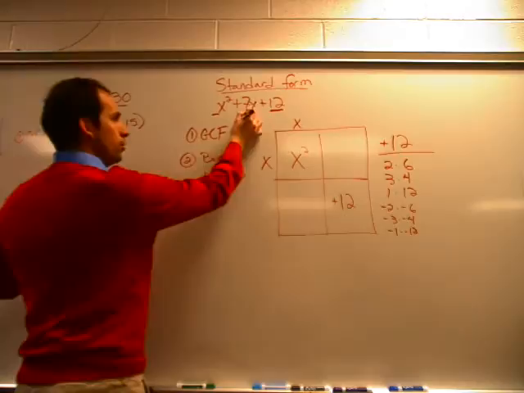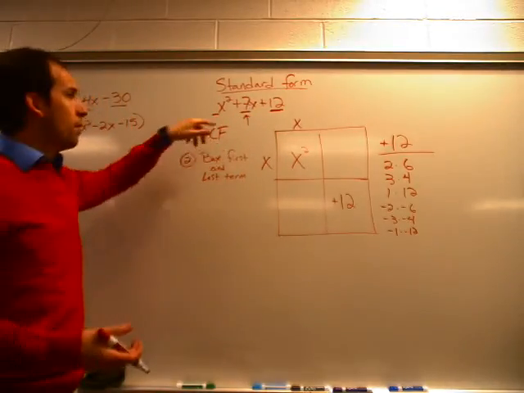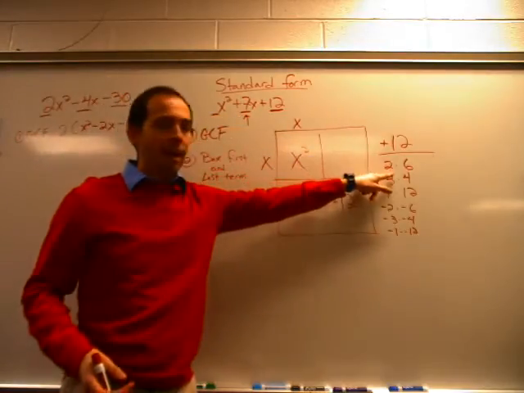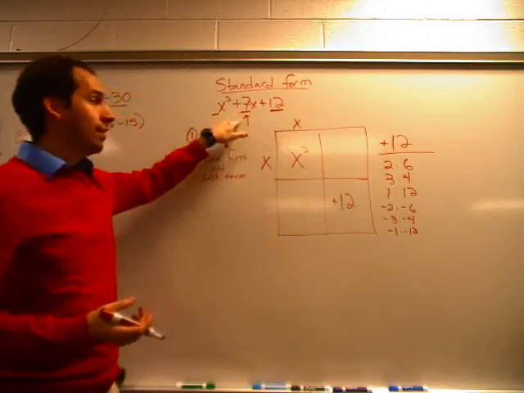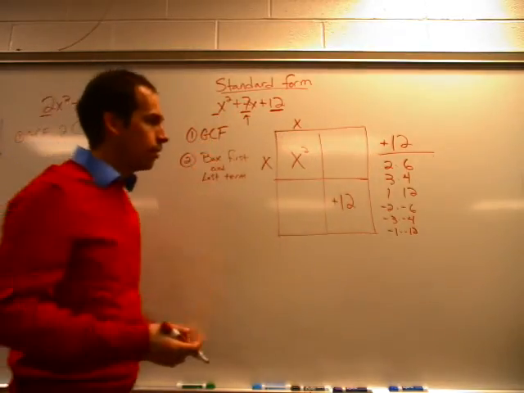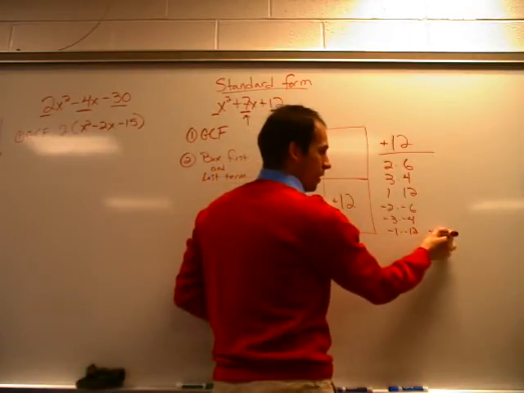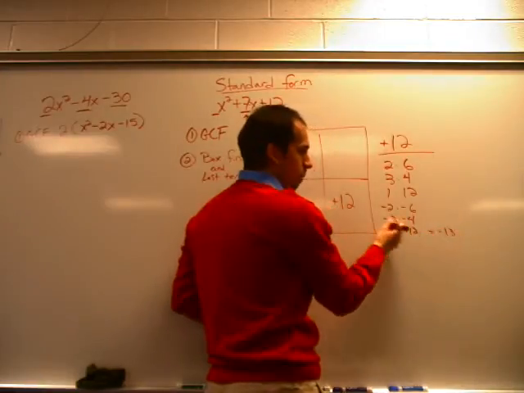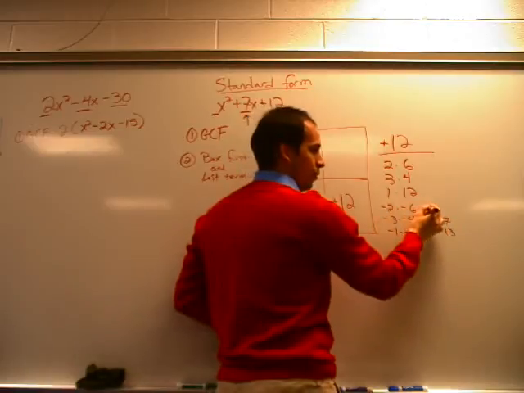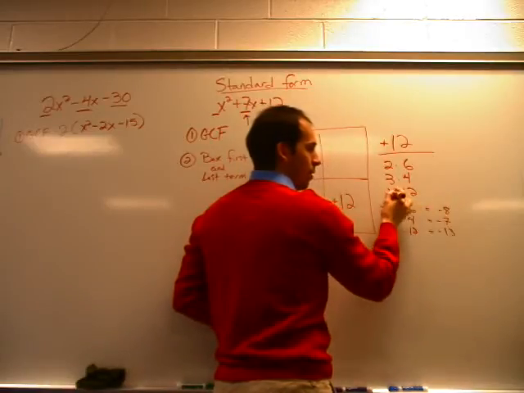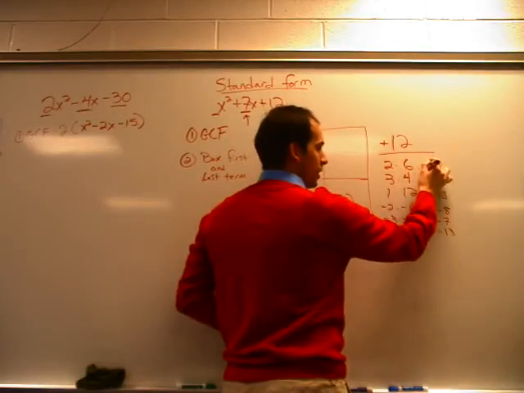Alright, well that's where we use this middle term right here. Okay? That middle term gives us the big hint. We want the factors to multiply to get positive 12, but we want them to add and get us positive 7. So if I look here at my chart, negative 1 plus negative 12 gives me negative 13. Negative 3 plus negative 4 gives me negative 7. Negative 2 plus negative 6 gives me negative 8. 1 plus 12 is 13. 3 plus 4 is 7. And 2 plus 6 is 8.